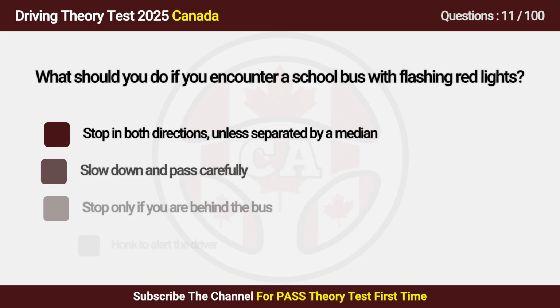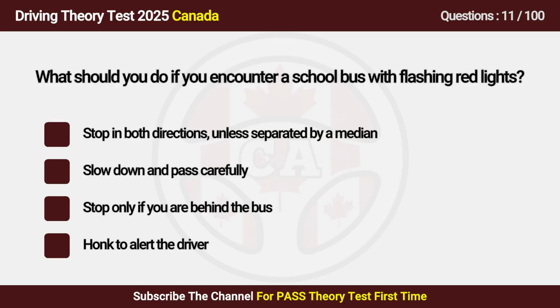Question 11. What should you do if you encounter a school bus with flashing red lights? A. Stop in both directions unless separated by a median. B. Slow down and pass carefully. C. Stop only if you are behind the bus. D. Honk to alert the driver.